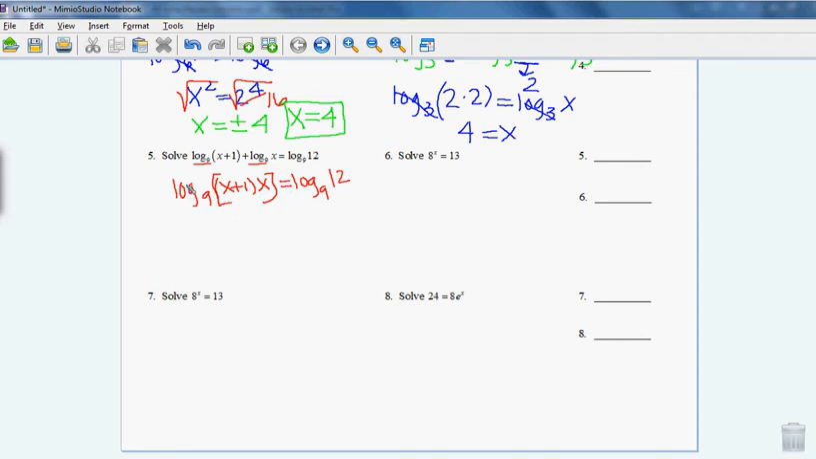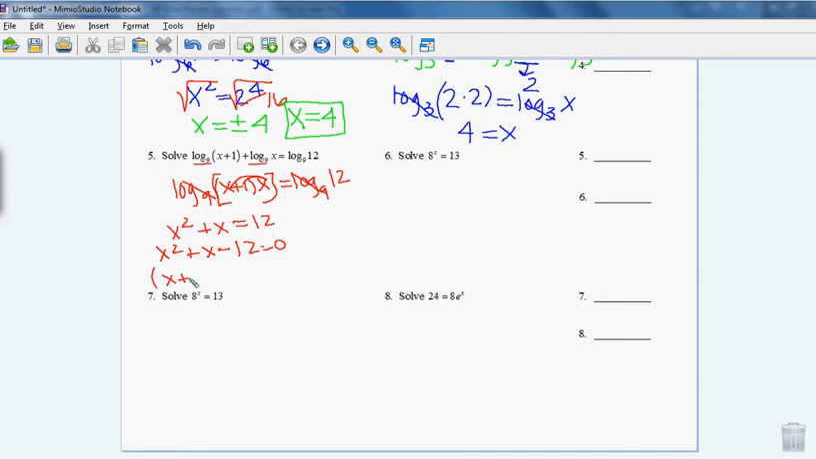And now since there's the same logs on both sides, drop them. Now we're left with just the arguments. And I'm going to distribute this right away. So I have x squared plus x equals 12. And I still need to solve for x, so I'm going to move this over and set everything equal to 0. Minus 12 equals 0, and then I need to factor this.